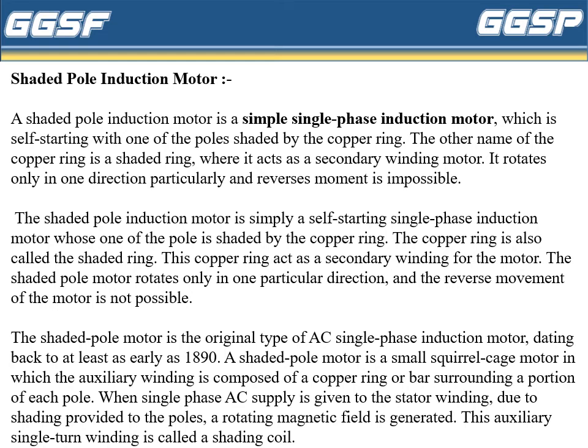The shaded pole motor is the original type of AC single phase induction motor, dating back to at least as early as 1890. A shaded pole motor is a small squirrel cage motor in which the auxiliary winding is composed of a copper ring or a bar surrounding a portion of each pole. When single phase AC supply is given to the stator winding, due to the shading provided to the poles, a rotating magnetic field is generated. This auxiliary single turn winding is called the shading coil.